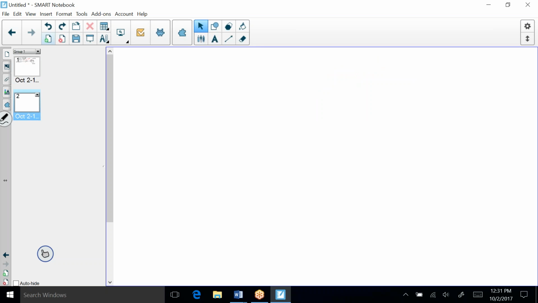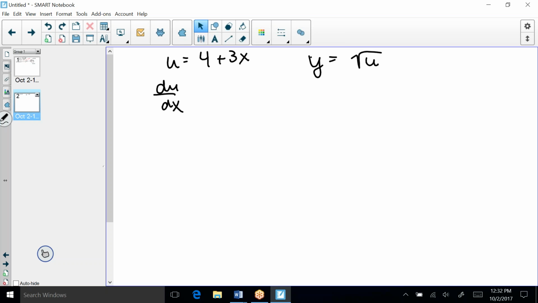All right, let me get another sheet here. So what we have so far, let me just write this. u is equal to 4 plus 3x, and we're saying that y is equal to the square root of u. And then du, the derivative of u with respect to x, is 3. The derivative of y with respect to u is going to be 1 over 2 root u. So these are derivatives that we already know how to do. Now what we're going to do is combine these things.